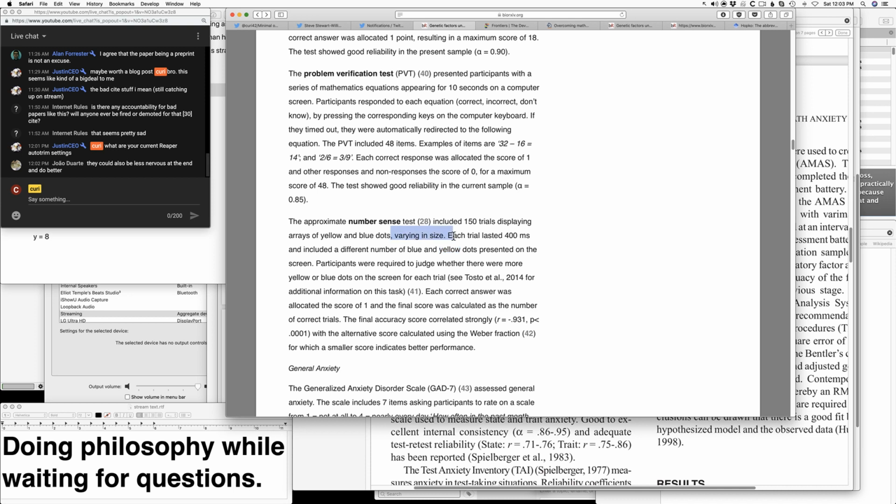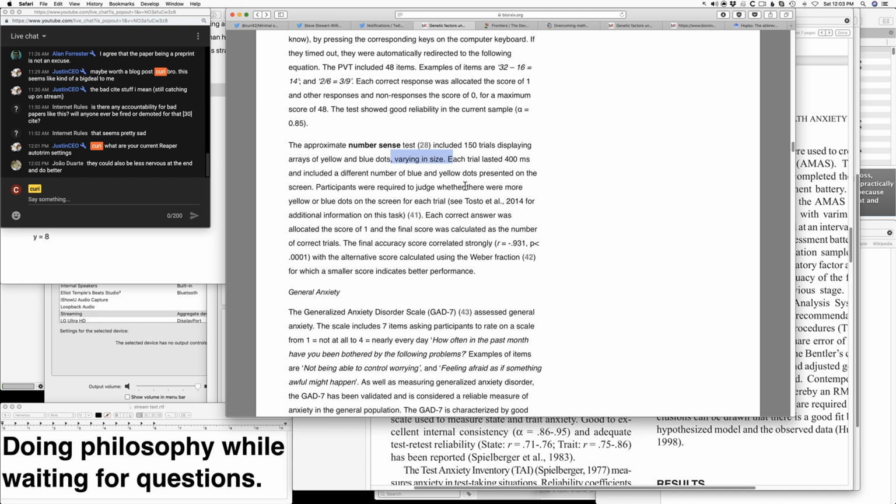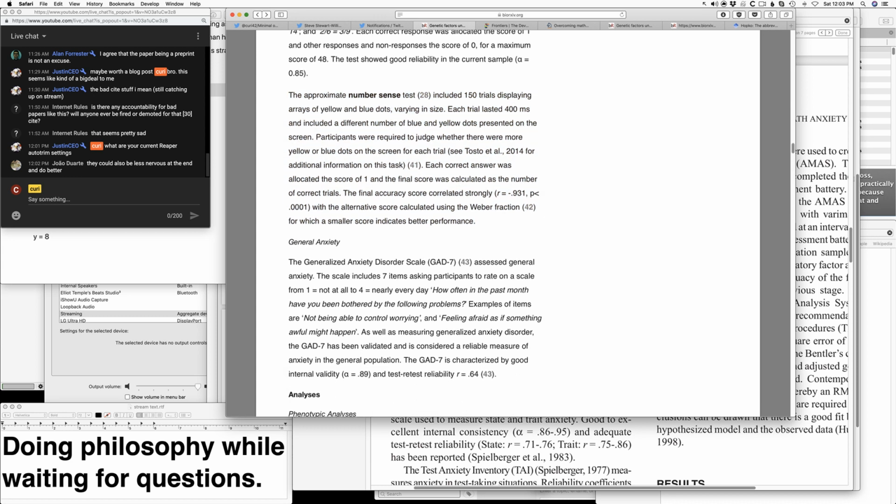And so they have varying sizes. I want to see a picture of what this looked like. Because you can make it really hard to tell what there's more of in a fraction of a second if you have varying sizes, dots, varying colors, varying arrangement. You're glancing at two groups at once. This is so bad. Anyways, this is very typical that the measures they use are terrible. There's so many things wrong with them.